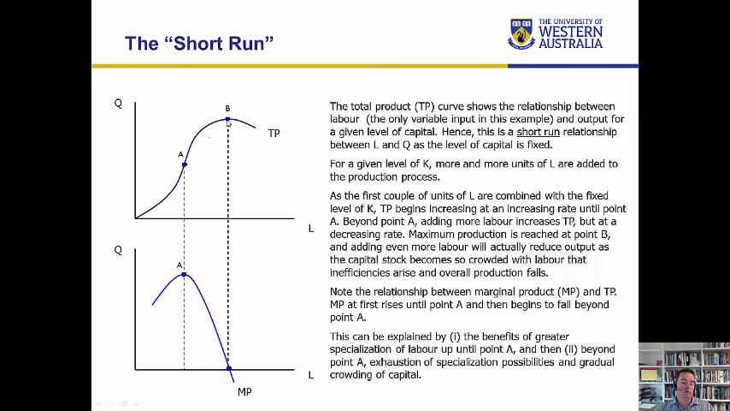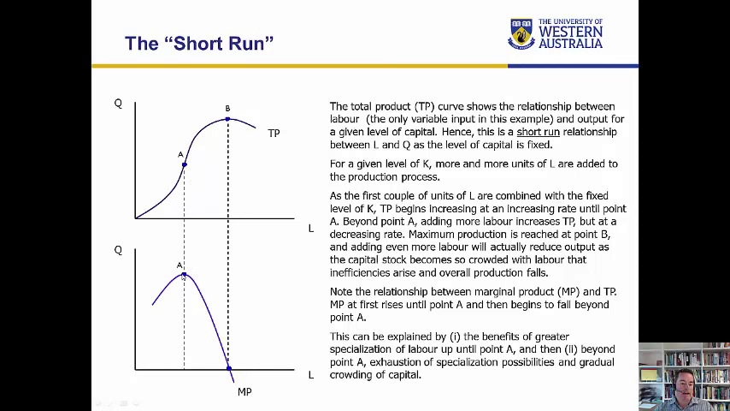Between A and B, what we're actually then doing is we are adding more and more workers, but each worker is contributing less and less marginal production than the previous one. So between A and B, we're actually experiencing diminishing returns to labour. So between the origin and A, increasing returns to labour. Between A and B, decreasing returns to labour. Now, we can then think about this in terms of the marginal product of labour.